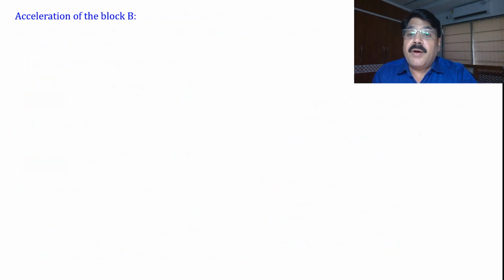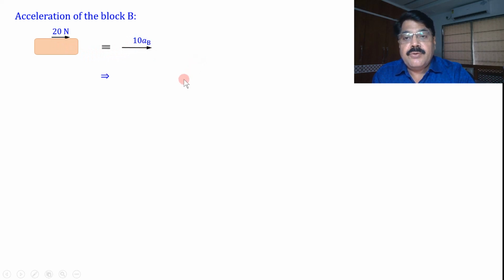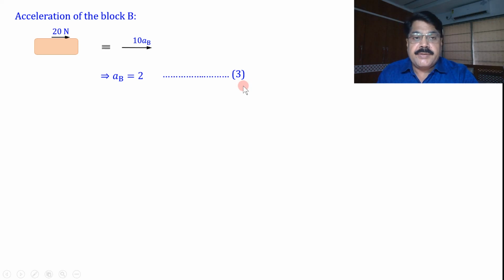For the acceleration of block B, we show the forces acting on it. There is only one horizontal force, the force of kinetic friction, in the forward direction. So this will be equal to the mass of the block, 10 kg, times A of B. So that is straightforward to write: A of B is 2 newton. So we have these three results.